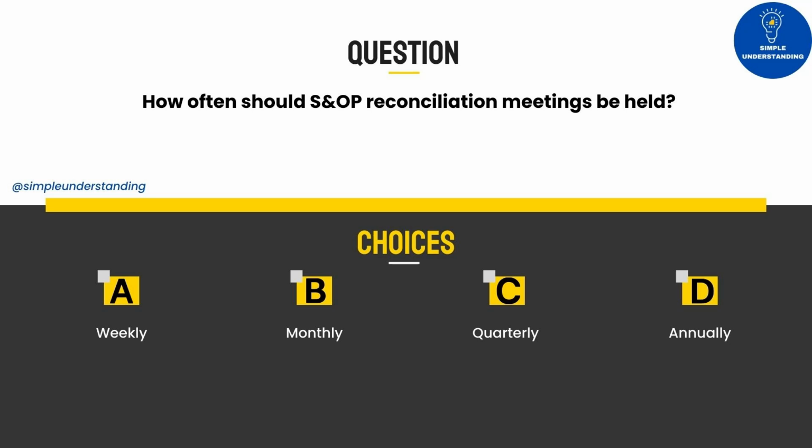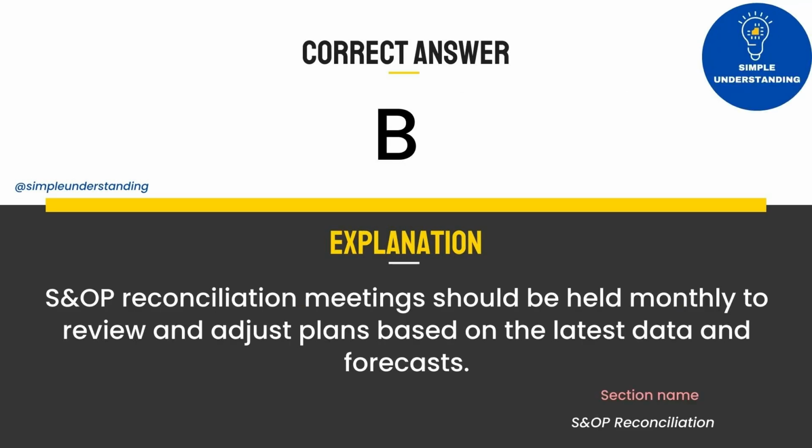9. How often should S&OP reconciliation meetings be held? A. Weekly. B. Monthly. C. Quarterly. D. Annually. Correct answer: B. Explanation: S&OP reconciliation meetings should be held monthly to review and adjust plans based on the latest data and forecasts.